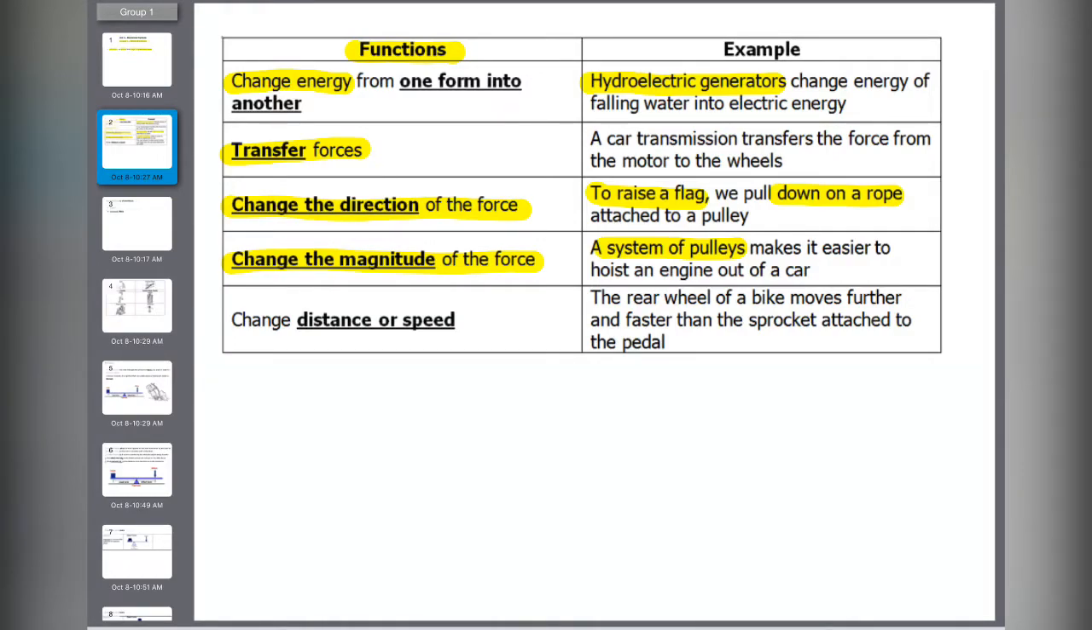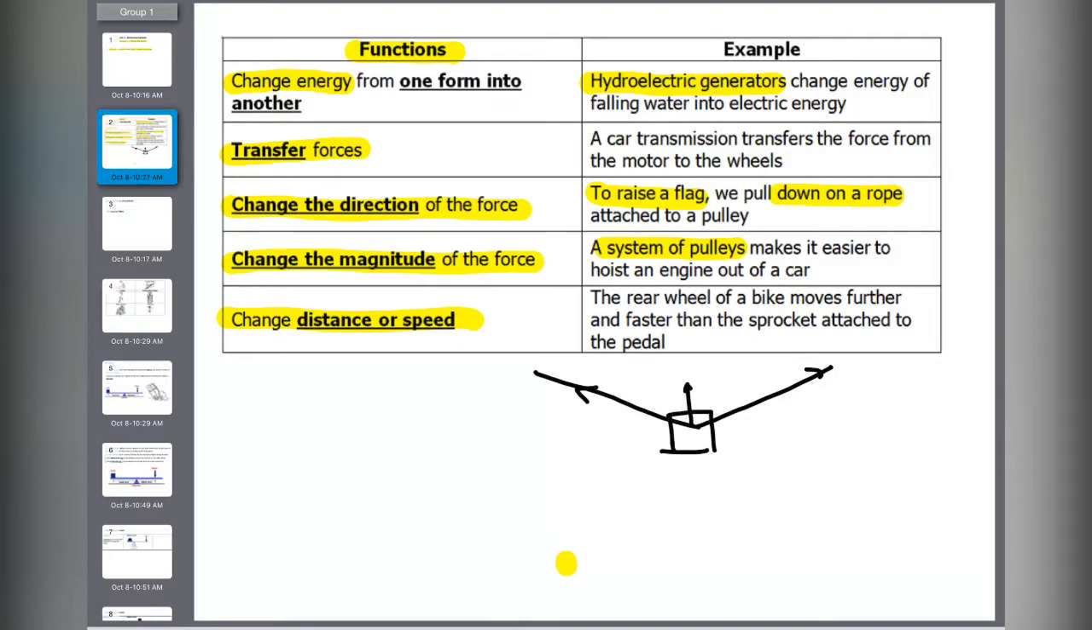The same idea applies if you ever have a car stuck in the mud and you are trying to pull it out this way: the amount of force is whatever true force you're putting on. But if you make 2 ropes going this way, and then you pull in a certain direction, you have 2 ropes helping, so the force required is a lot less. And finally, the last type is called the change of distance or speed.